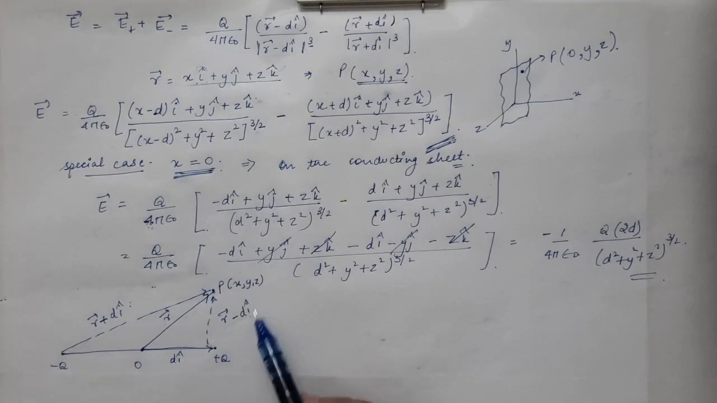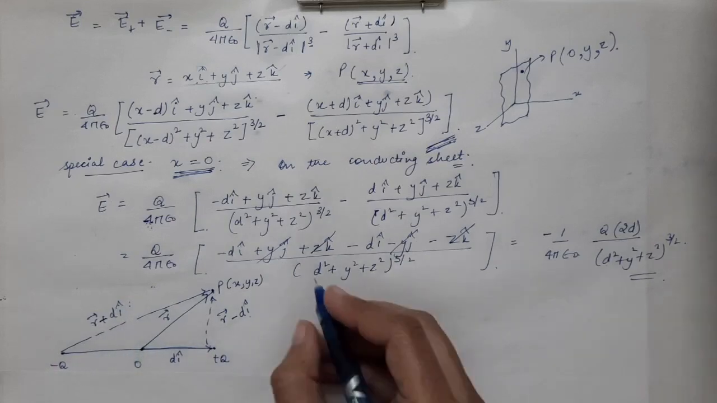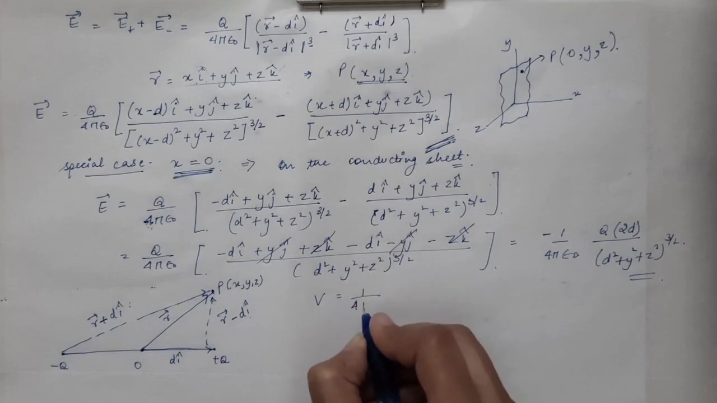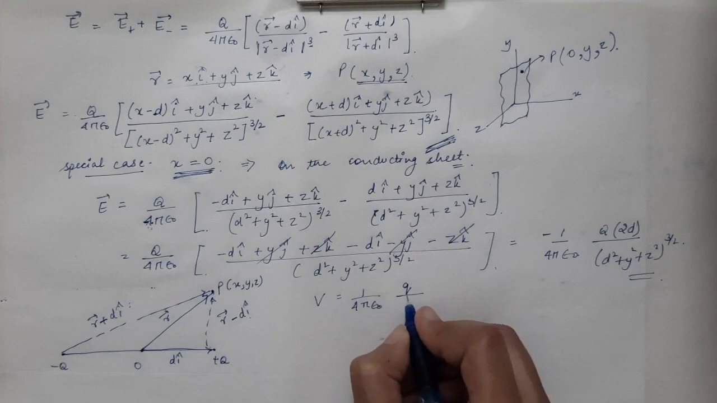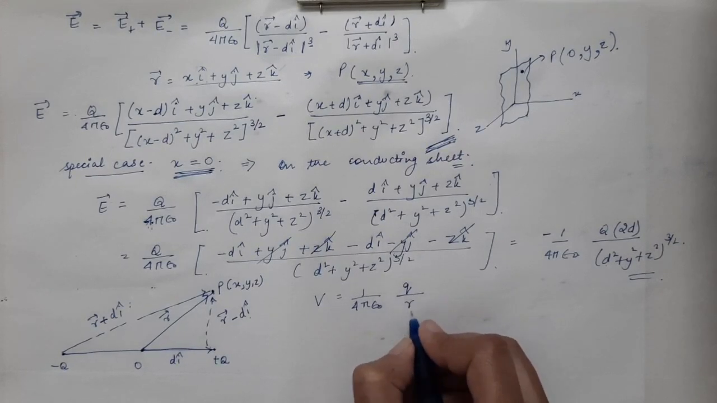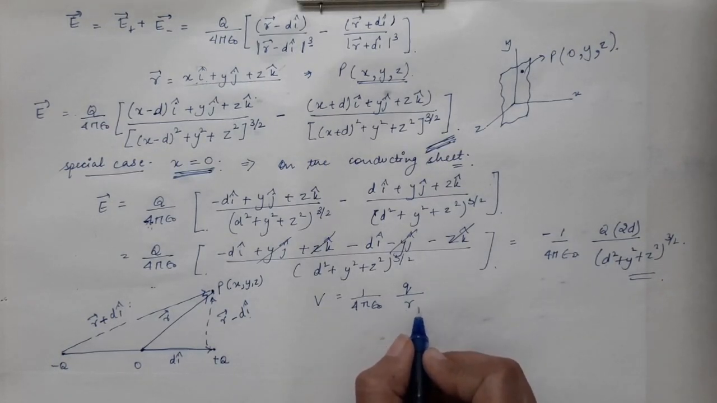So this we have already seen in the previous article, and the vector from the minus q charge to the observation point is given by r vector plus d i cap. So how do we find potential? Potential is found by the formula 1 by 4 pi epsilon naught, the source charge which we are talking about, divided by the distance of the source charge from the observation point. So let's say the distance is r. So in the denominator we have the magnitude of the vector from the source charge to the observation point. So here we have the magnitude.